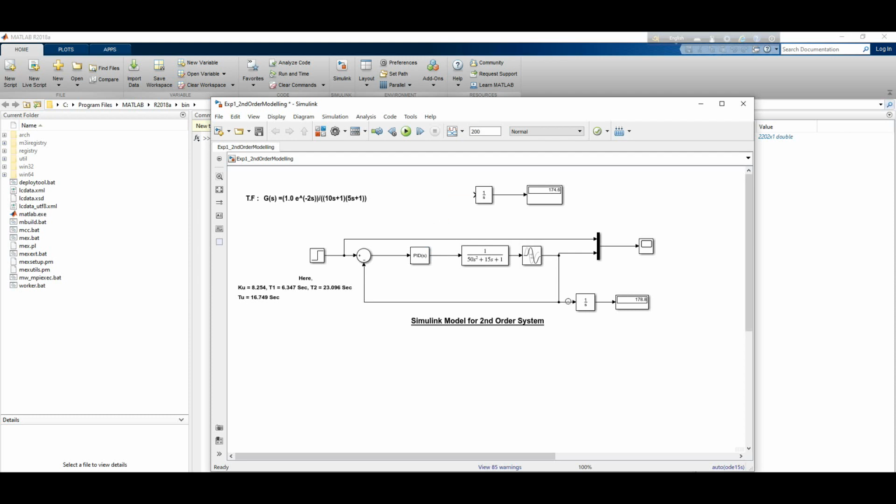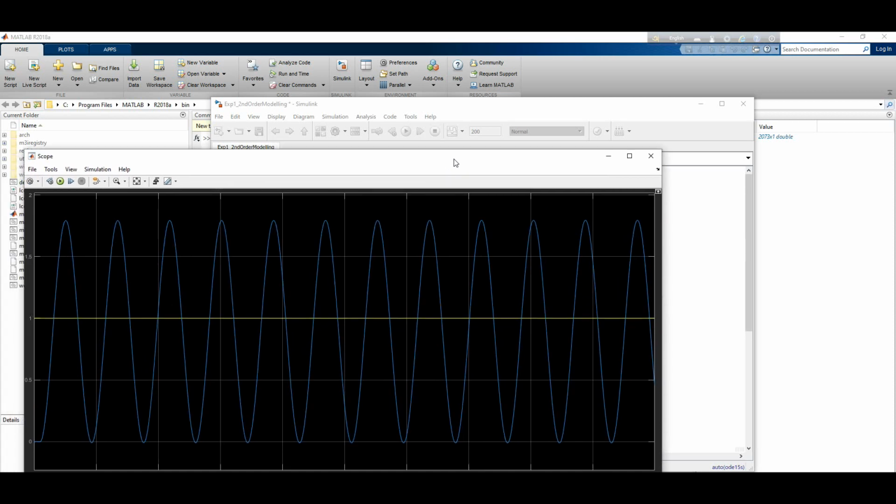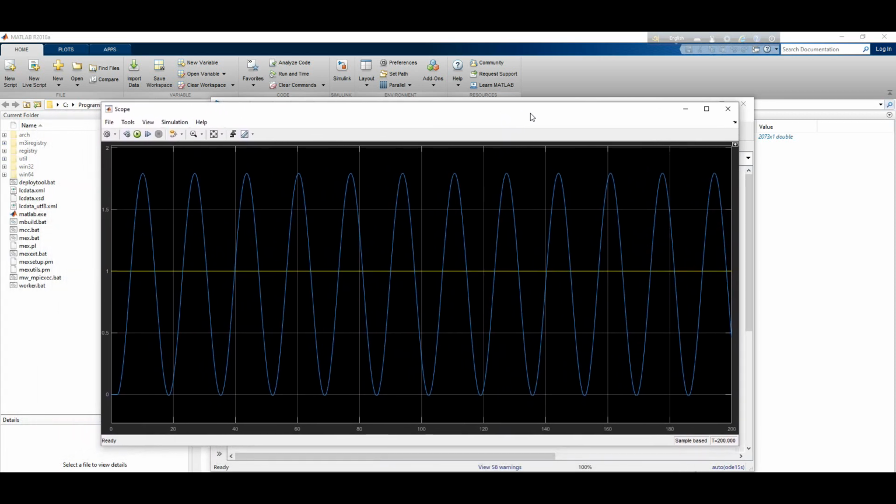Initially let's disconnect this integrator part and see just the uniform oscillation. This is the sustained oscillation, or uniform oscillation. The procedure to determine T1 and T2 from this oscillation is the same as in the previous video I uploaded. You may go through that video also.